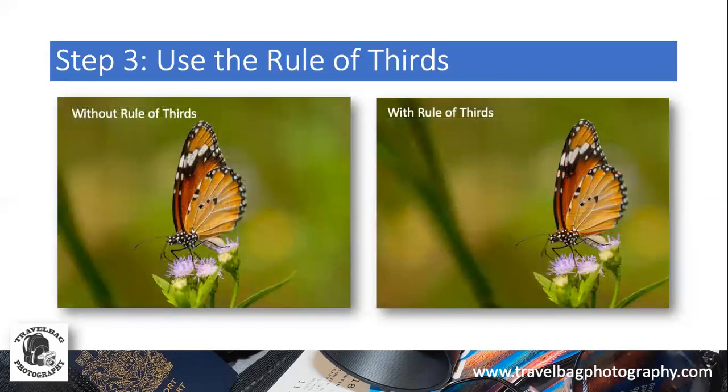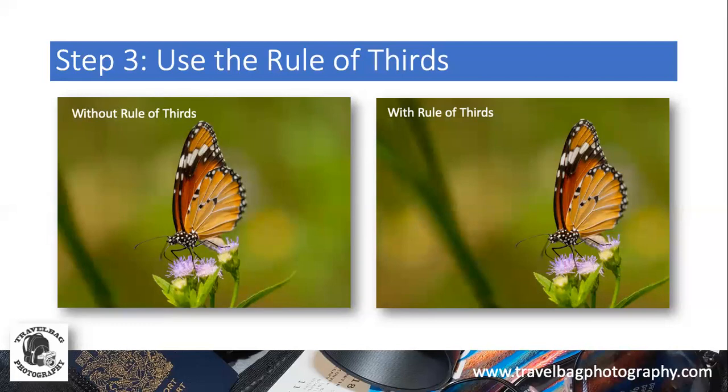Here's an example. The shot on the left is a very nice shot of a monarch butterfly. However, when you look at the shot on the right, now it's with the rule of thirds. So the eye is attracted to that photograph more than it is to the one on the left. And when you look at it, a story comes out, right?